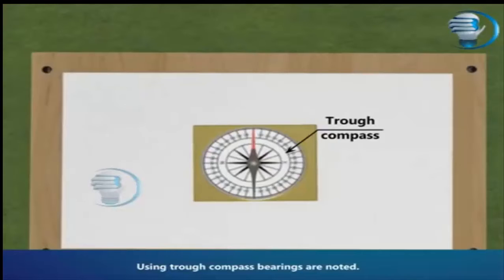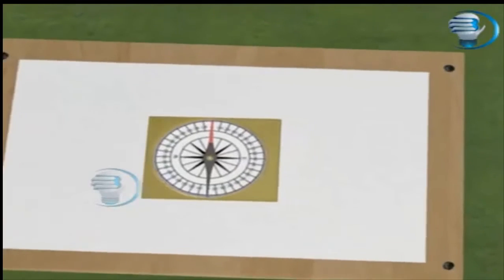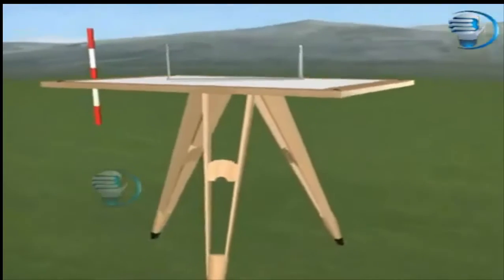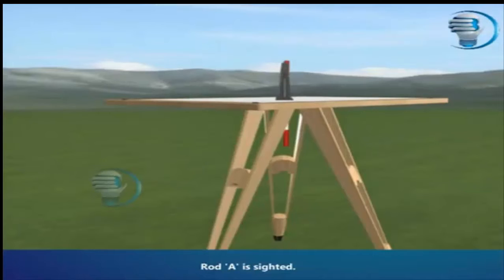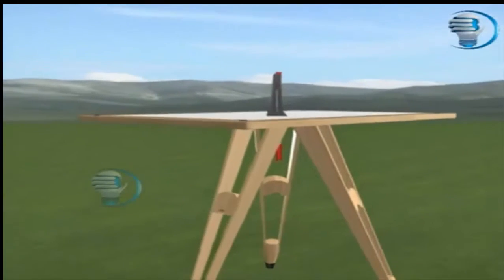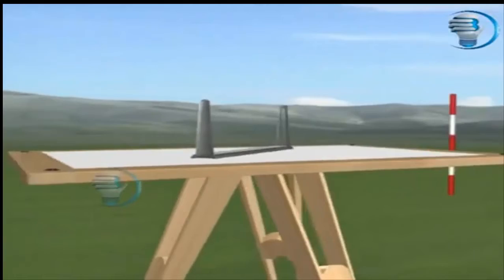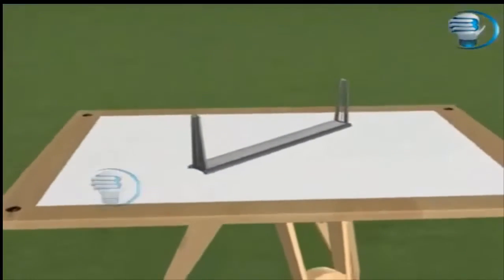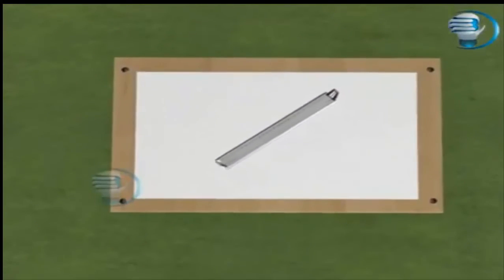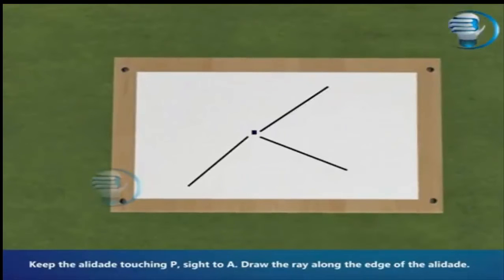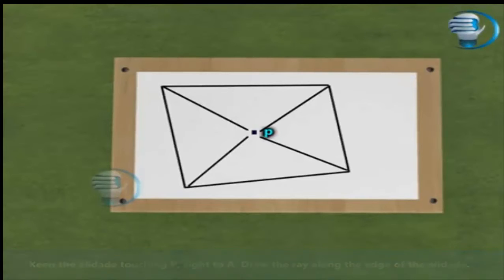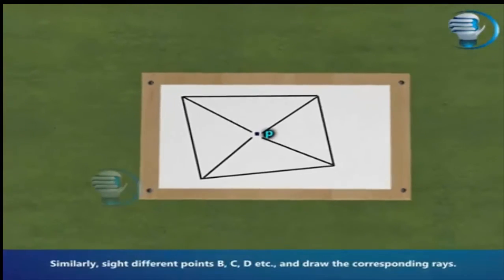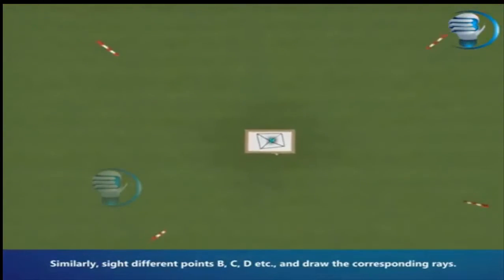Using a trough compass, bearings are noted. Rod A is sighted. Keep the alidade touching P. Sight to A. Draw the ray along the edge of the alidade. Similarly, sight different points B, C, D, etc., and draw the corresponding rays.